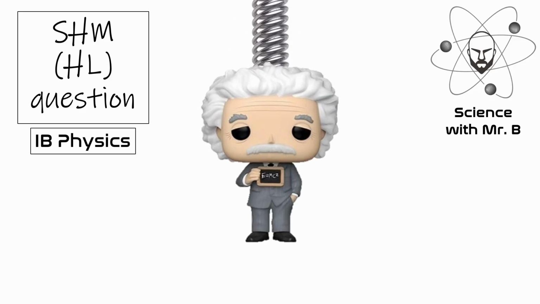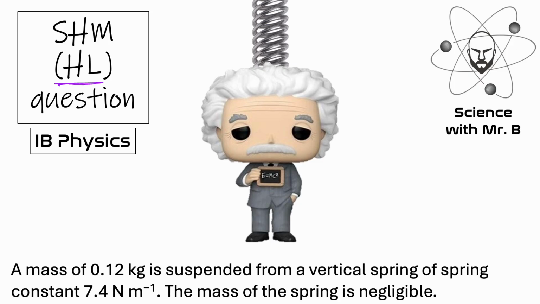Here is a rather tricky question involving SHM for HL only, and we have a mass on a spring. The mass, Einstein in this case, weighs 120 grams and it's suspended from a vertical spring of spring constant K of 7.4 newtons per meter. The mass of the spring you can ignore.